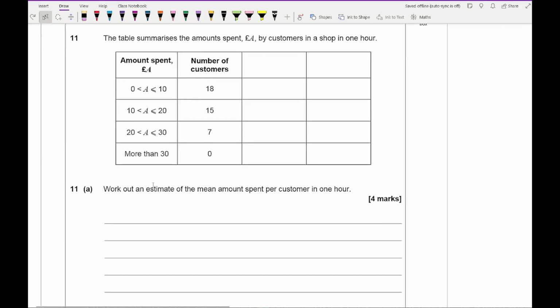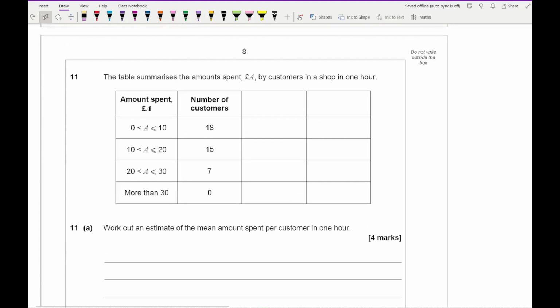Moving on to question 11, it says the table summarises the amount spent of £8 by customers in a shop in 1 hour. And for 11a, it says work out an estimate for the mean amount spent per customer in 1 hour. So for this, because we've got a grouped table, what I need to do is create a midpoint column. So here, to work out the midpoint, we just add the upper bound plus the lower bound, divide by 2. So this is going to be 5, 15, 25.